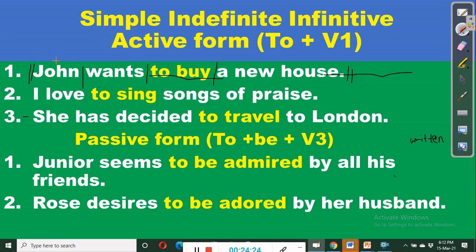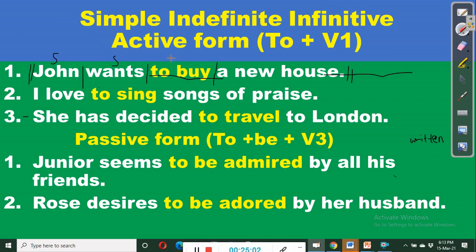Okay, so again, John is the subject. John is the doer of the action. Don't forget, a subject is the doer of an action in an active sentence. This is an active sentence. We are going to look at the passive indefinite infinitive which occurs in a passive sentence. The active simple indefinite infinitive occurs in an active sentence. This is an active sentence. So John is the subject, wants is the verb.